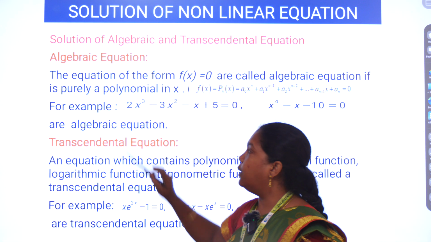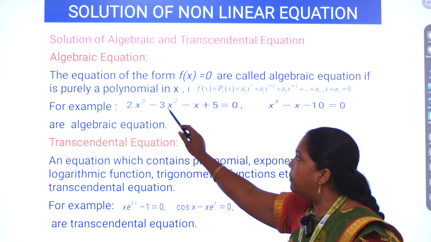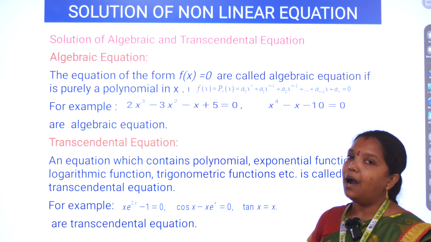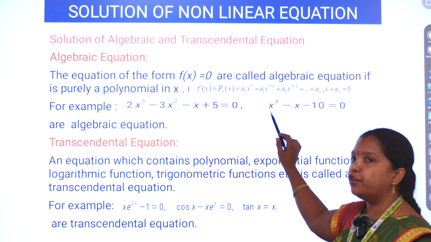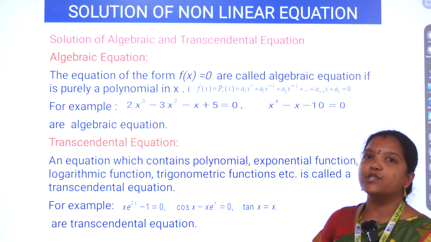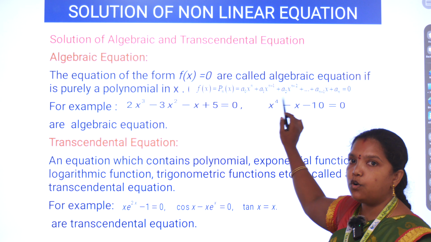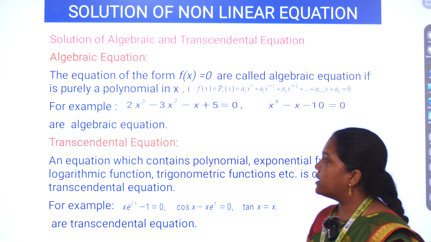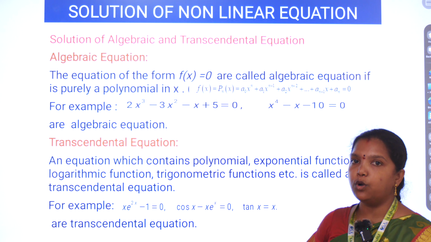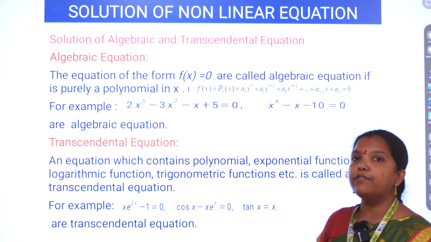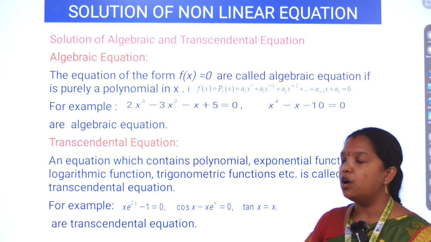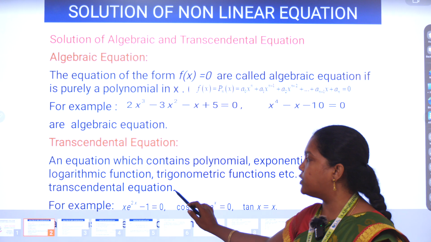Examples of algebraic equation are 2x cube minus 3x square minus x plus 5 equal to 0. Another example is x power 4 minus x minus 10 equal to 0, which is a polynomial equation of degree 4. Next is transcendental equation, an equation which contains polynomial as well as logarithmic function, exponential function and trigonometric function etc. are called transcendental equation.